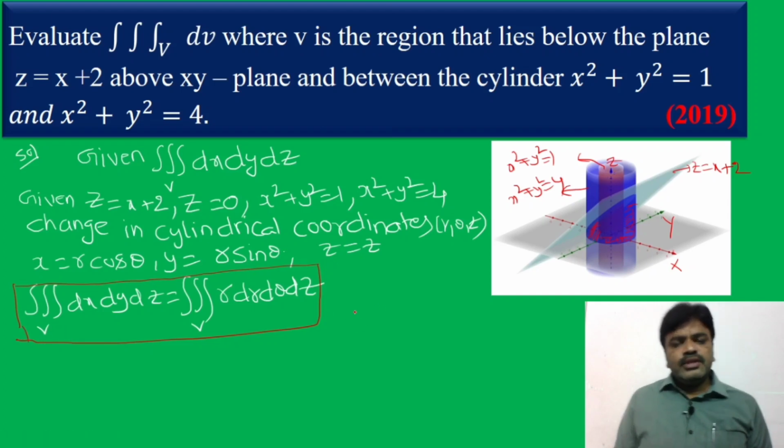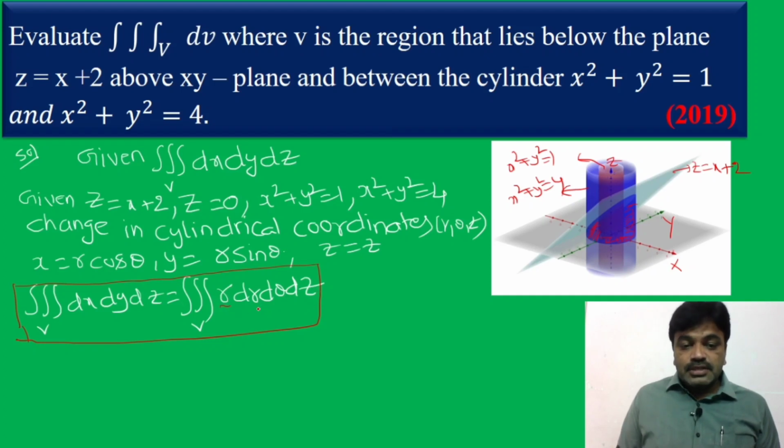Now it is enough to find the limits of r, theta and z. What about this r? This is the Jacobian value. The Jacobian value in cylindrical polar coordinates is r. If you want to understand this Jacobian or change of variable concept, please watch the change of variable video, which I already made. So here I want to find the limits of r, theta, z.